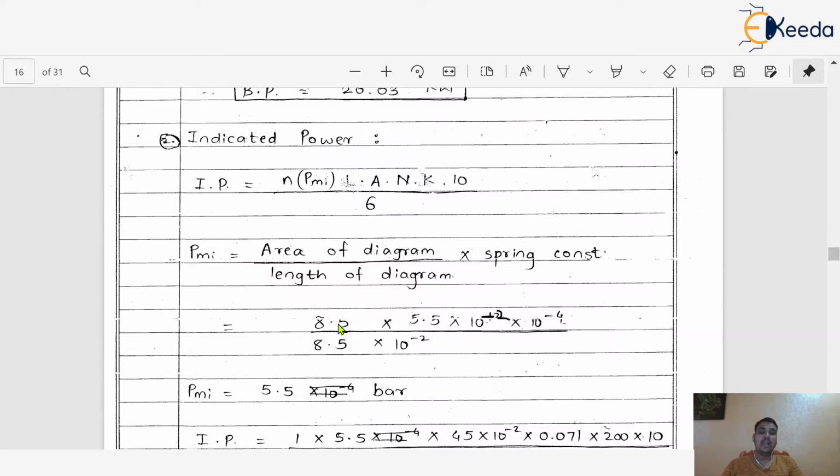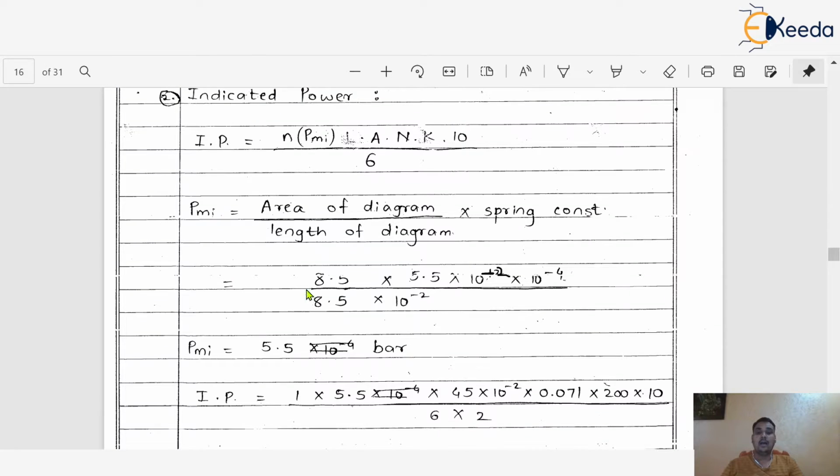So by multiplying 8.5 by 10 raised to minus 4, the centimeter square will be converted into meter square. Similarly, for this 5.5 bar per centimeter, it will come by multiplying 10 raised to minus 2 in terms of meter. And similarly, the length of the diagram is also in centimeter, so just multiply by 10 raised to minus 2, so the answer will come in terms of meter itself. And finally, after the calculations and unit conversion simplification, you come to understand the answer will be 5.5 bar.